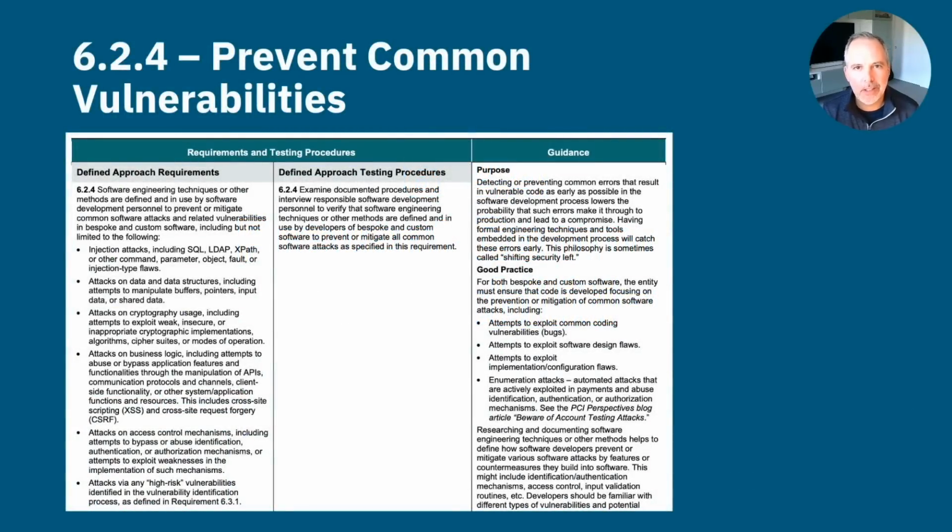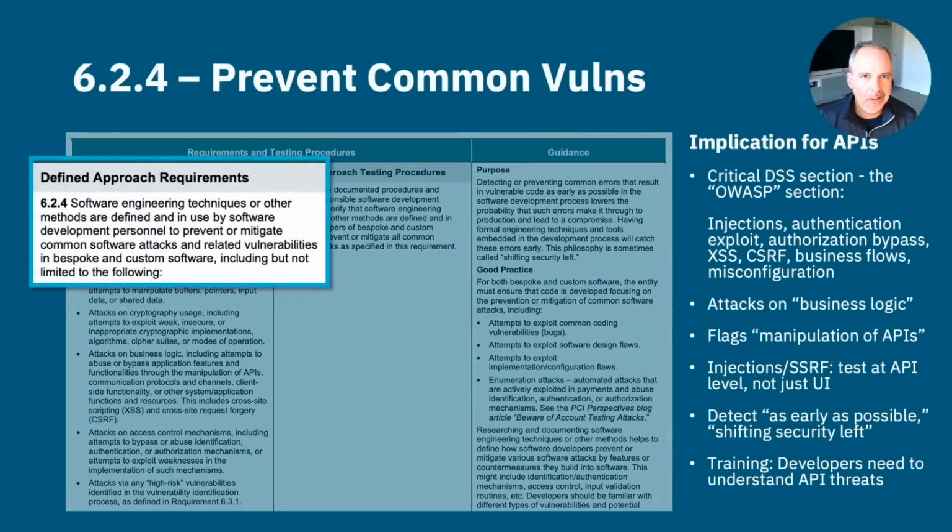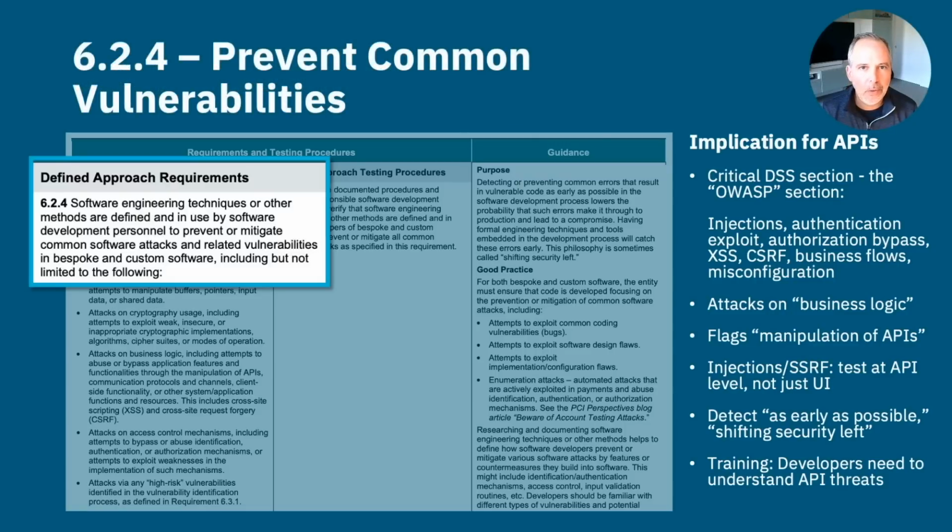This section of Requirement 6 is one of the most substantial in terms of testing for vulnerabilities, and I like to think of 6.2.4 as the OWASP section of Requirement 6. It mandates the use of software engineering techniques to prevent or mitigate common software attacks and vulnerabilities in bespoke and custom software. So this section details a whole lot of attack vectors that need to be considered. Things like injections, authentication exploits, bypassing authorization, cross-site scripting, cross-site request forgery, security misconfiguration, and more. All of these covered by the OWASP Top 10.